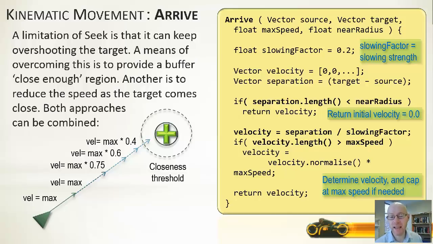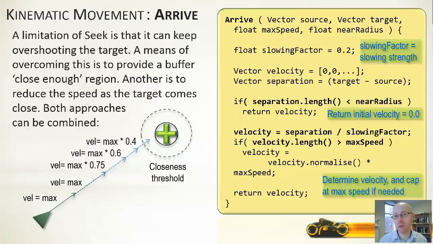So we then say if separation.length, so this is the length of the vector from where we're at, where we want to go to. In other words, how far away in a straight line movement are we from our target destination? And if it is less than the near radius, so in this sense we are saying that we have reached or sufficiently close radius. So in this sense we're sufficiently close to the object that we're happy that we've reached it.